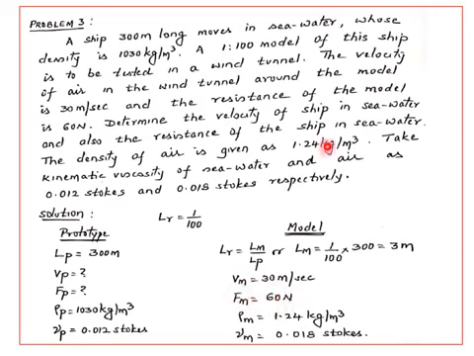You have to determine the velocity of the ship, that is Vp, and also the resistance in the prototype. The density of the air, because air is used in the model, is given as 1.24 kg per meter cube. Similarly, the kinematic viscosity of seawater in the prototype is 0.012 stokes, and for air, which is used in the model, it is 0.018 stokes.